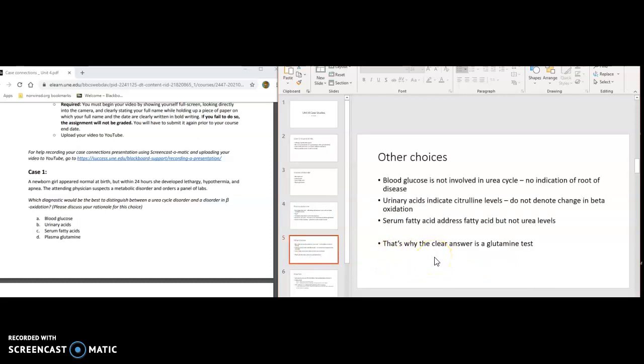The other choices are not appropriate to test for a urea cycle disorder. Testing blood glucose would be pointless since blood glucose is not relevant to the urea cycle at all. The urinary acids would indicate citrulline levels but do not denote a change in beta oxidation. On the contrary, serum fatty acids would address fatty acid deficiency but not the urea cycle. So the glutamine test is really the only one that would tell both.